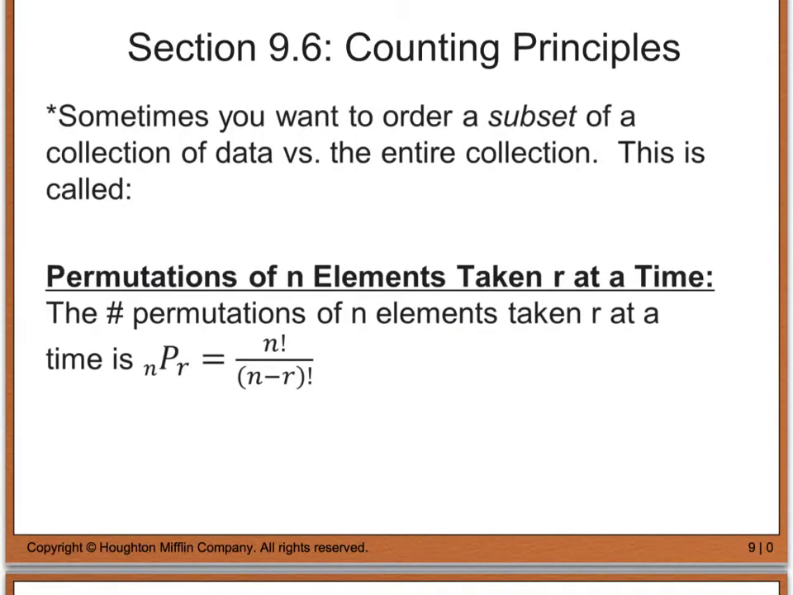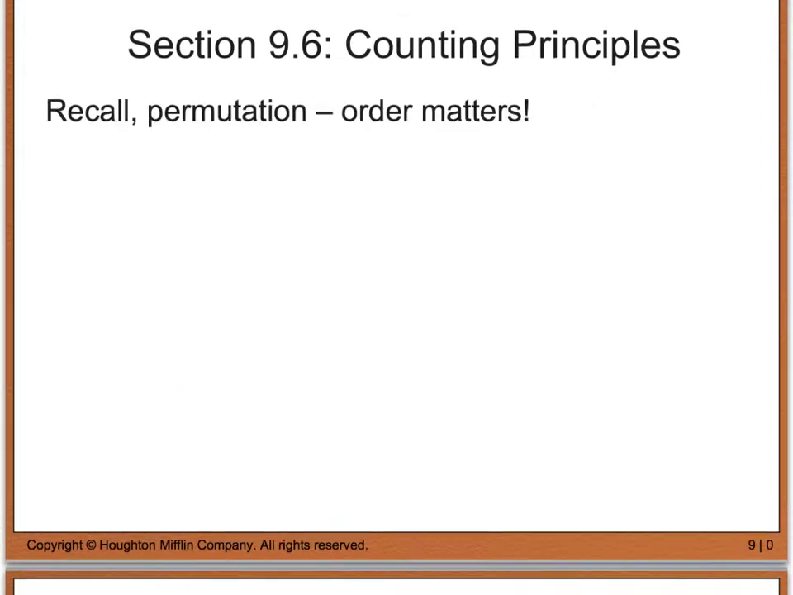Now sometimes it's relevant to order a subset of a collection of data versus doing the entire set of data. So this is called the permutation of n elements taken r at a time. And this is given by the formula that you see right here. The n represents the number of data sets that you have, and r is the number that you are actually looking at. So let's go ahead and look at our next example.